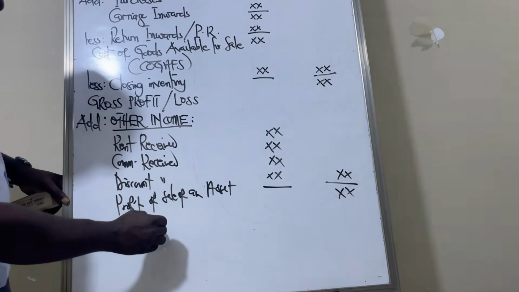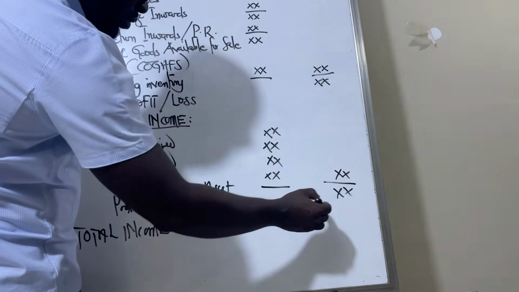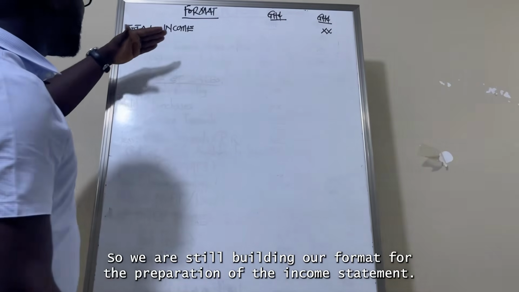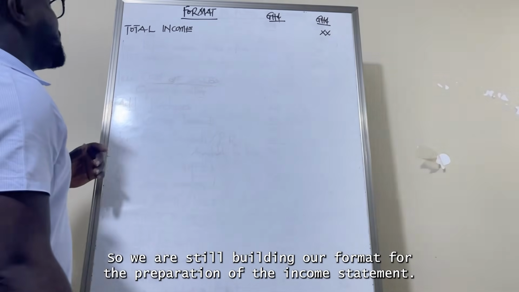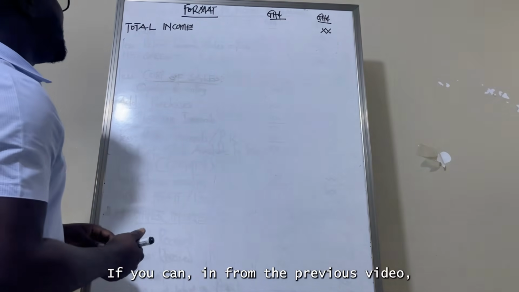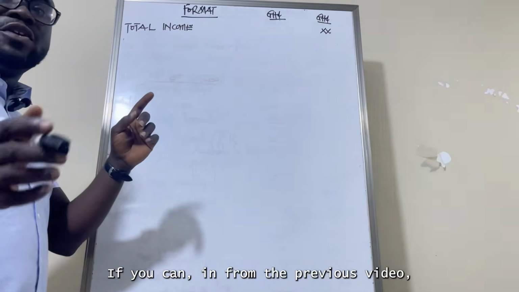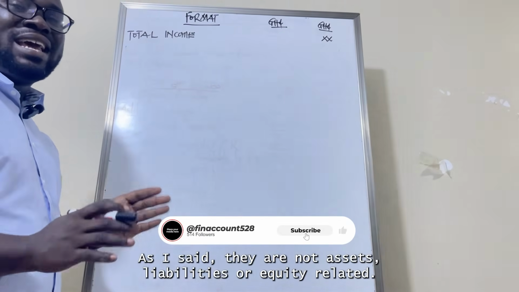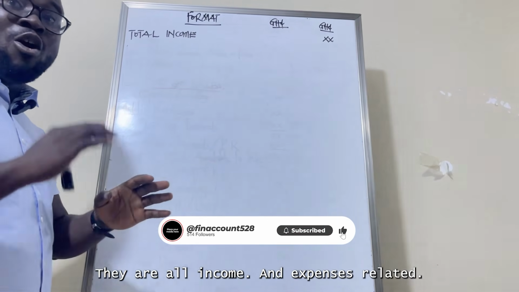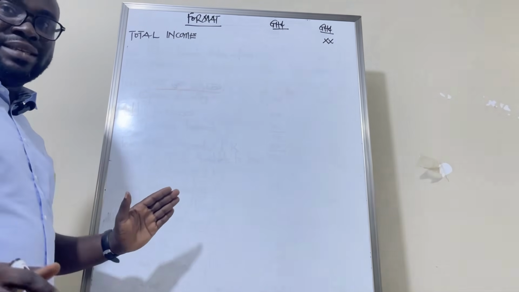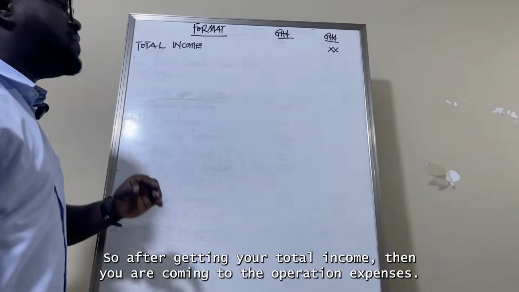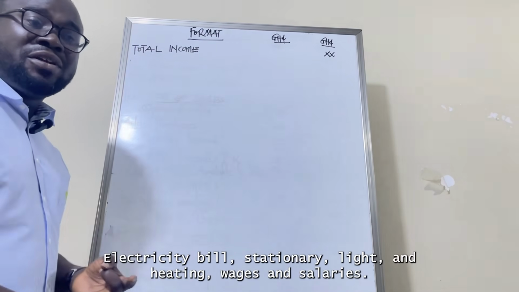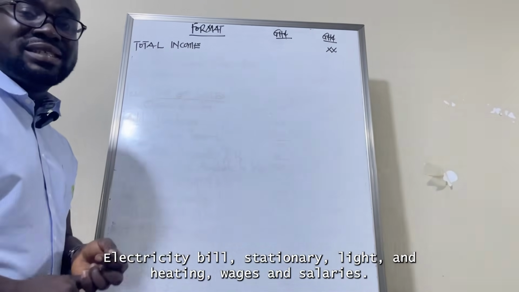So in the next episode, I will show you, so we are still building our format for the preparation of the income statement. If you can infer from the previous video, you could understand that all the items you've been using there, as I said, are not asset, liability, or equity related. They are all income and expense related. So after getting your total income, you are coming to the operational expenses. Electricity bill, stationery, light and heating, wages and salaries, they are all part.